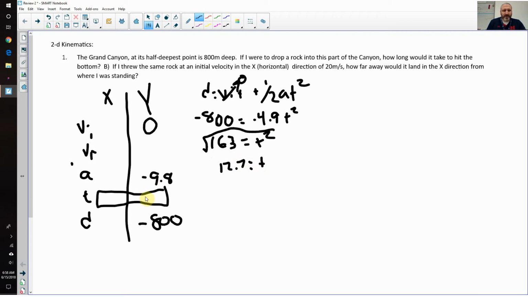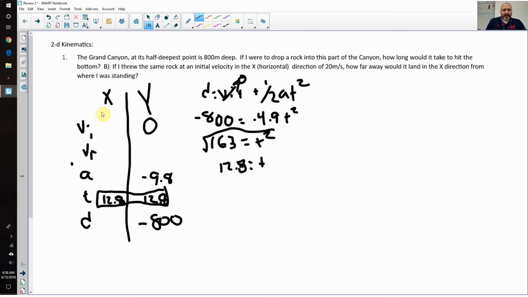And once you have that for the y, that's also what it is for the x. And 12.77, let's round it up to 12.8, so it matches the answer sheet. 12.8.